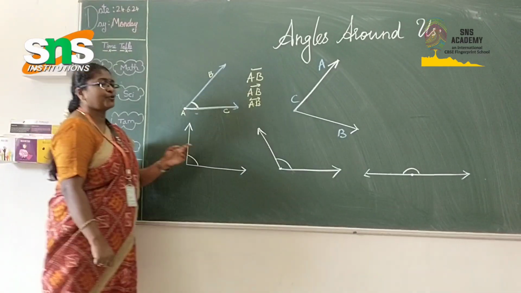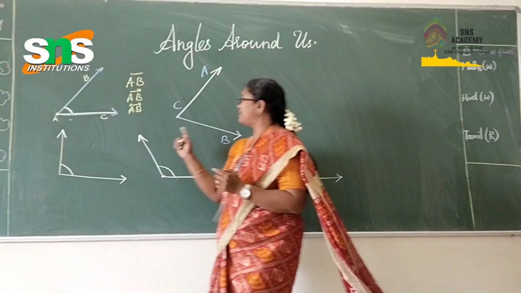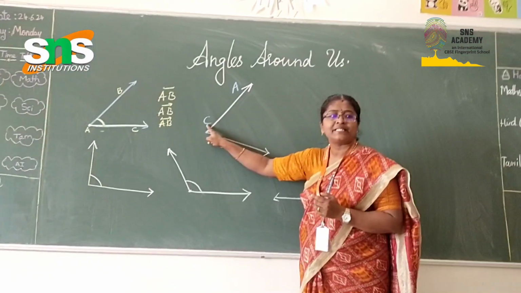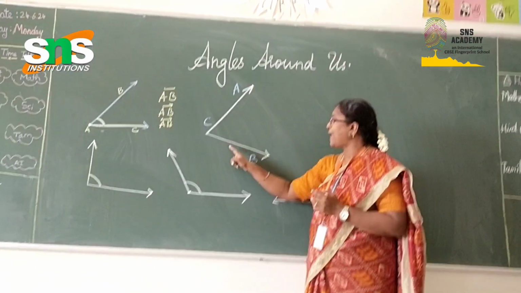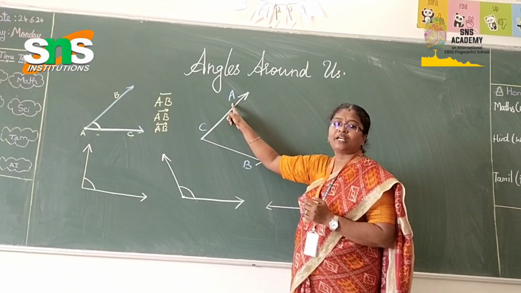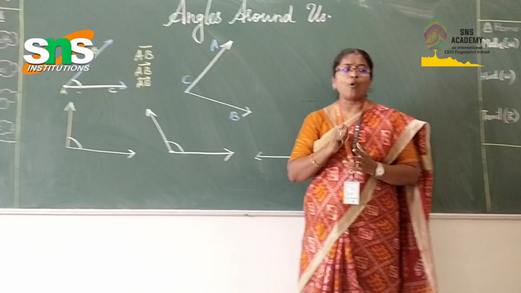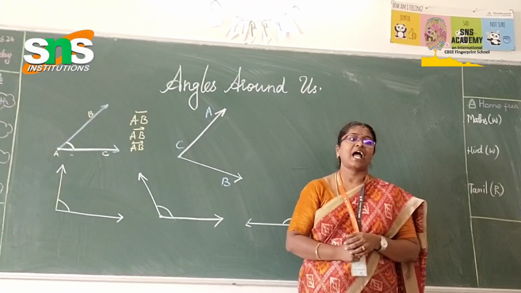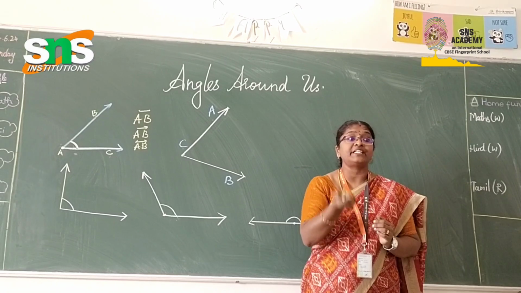That I showed you. Now look at this picture, children. Different picture. Here I have named this as C, and there is one more ray which is called B, and one more ray which is called A. Now, how can you name this angle? And how to show it is an angle?